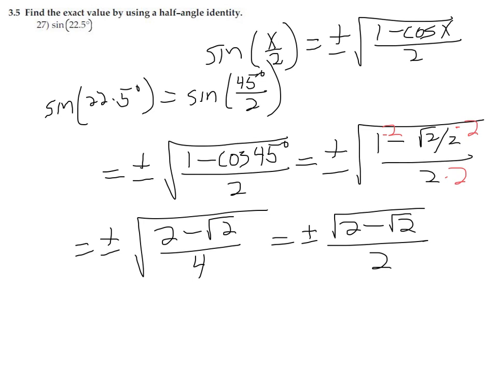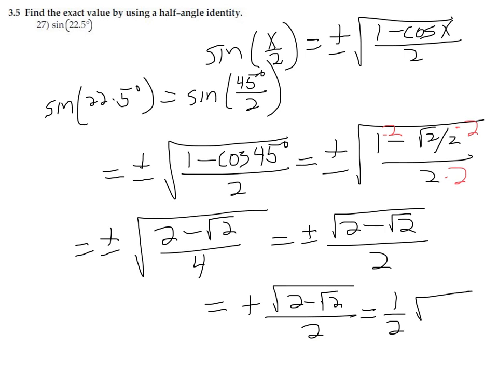Now for the plus minus. Is it positive or is it negative? Well, 22.5 degrees is in quadrant 1, where all of the functions are positive. So our final answer is positive square root of (2 minus square root 2) all over 2. The key rewrites it a little bit different. Instead of all over 2 like this, they pull it out as a 1/2. That's okay. It's the same thing either way. All right, next question.